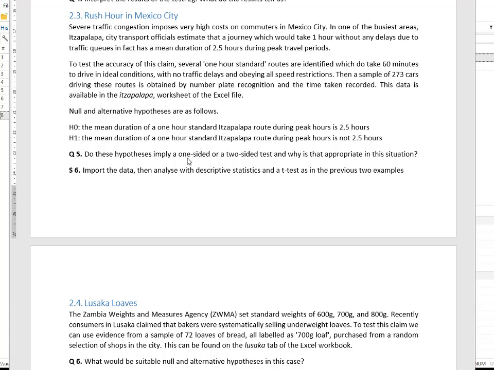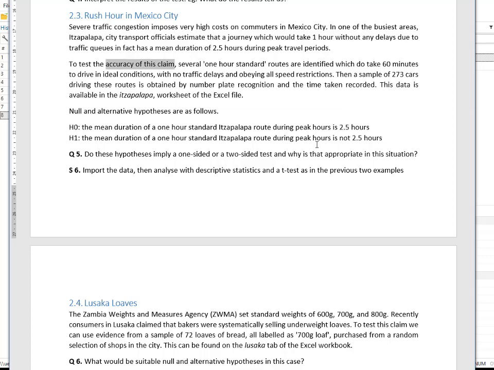So Q5. Do these imply a one-sided or two-sided test? Why is that appropriate? Well, one-sided or two-sided means what kind of data would make us reject the null hypothesis? Here the claim is that it's 2.5 hours, and we want to know the accuracy of this claim, which is the key phrase up here. In other words, if we find that in our sample the mean duration is way over 2.5 hours, we're going to be able to say to these traffic researchers, no, that's an underestimate, it's way higher than that.